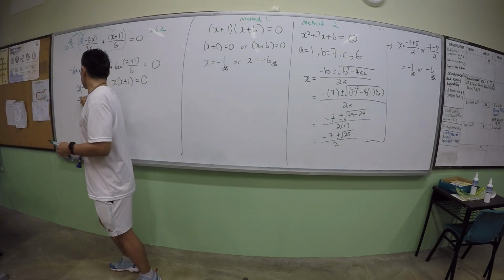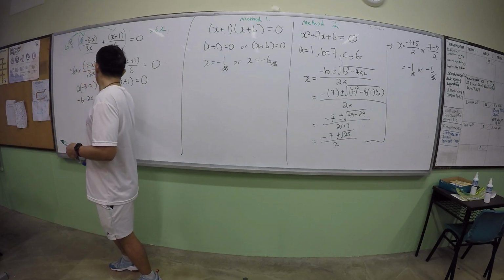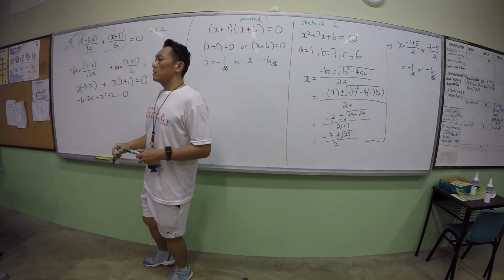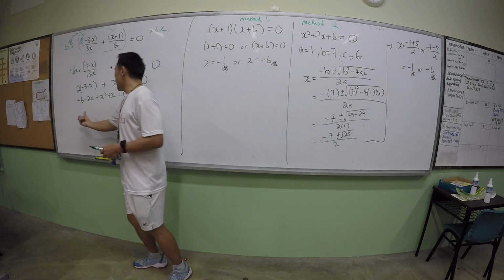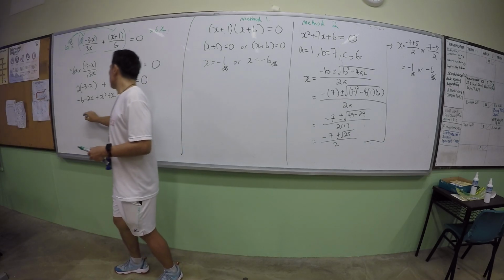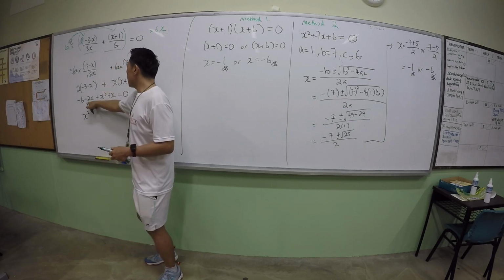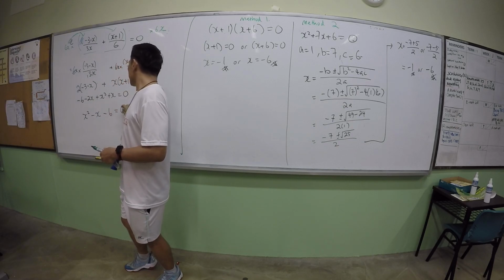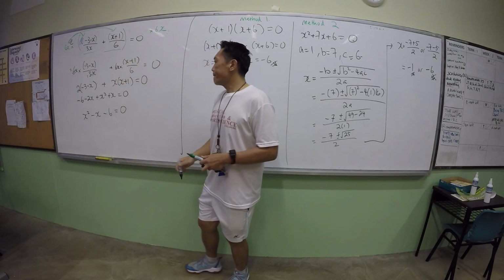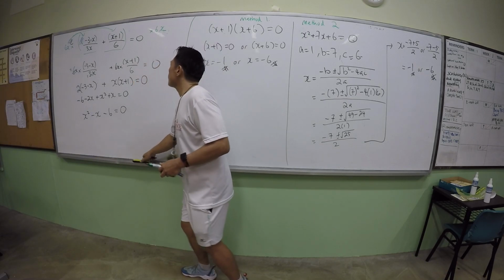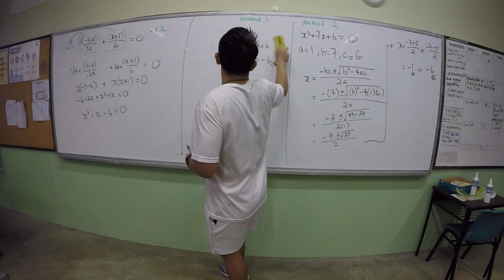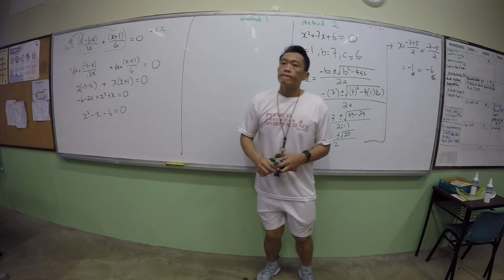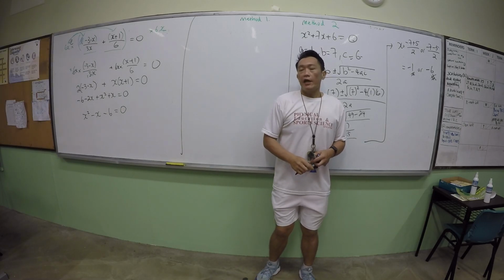Expansion: negative 6 minus 2x plus x squared plus x equals to 0. Next, rearrange them from x squared to x to numbers. Minus 2x plus x, we got a minus x. Negative 6, put at the back. Okay?